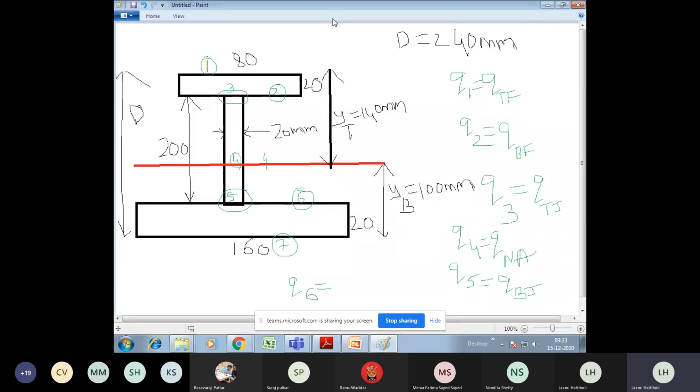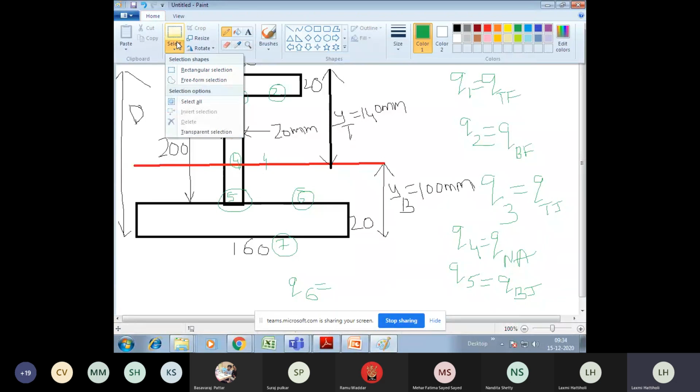So your calculation part is very easy now. What is your next calculation part? Points 2, 3, 4, 5 and 6. So at these 5 points, you should calculate the shear stress. That I'll explain to you now. Up to here, everyone has understood? Yes, ma'am. Okay, fine.